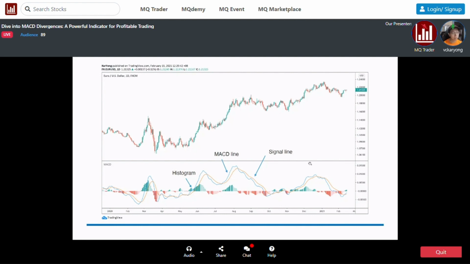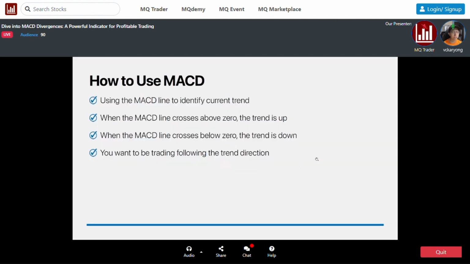So with that, I'm going to share with you how we can utilize these various pieces of information to help us in analyzing the market. So how do we use MACD? There are different components within this indicator. The first thing we're going to look into is the MACD line.